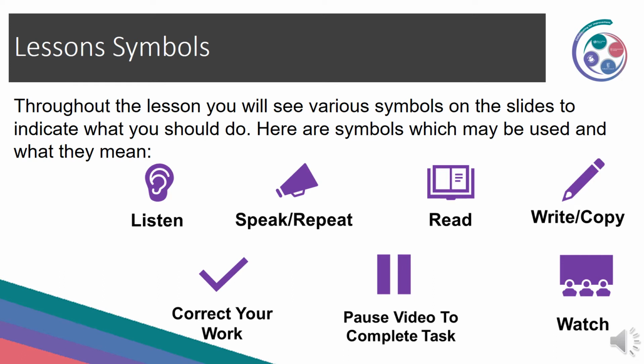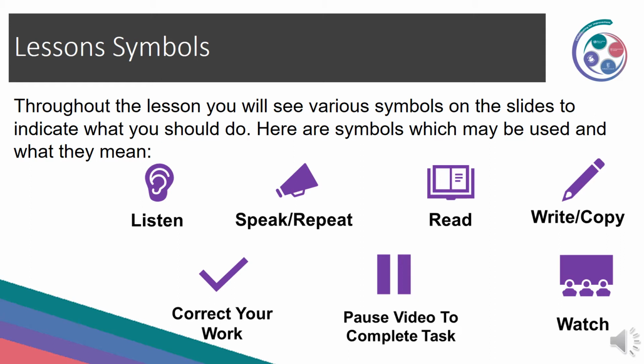As part of today's session, you will see a number of symbols which will appear on the different slides as we progress through the presentation. You can see the symbols on the screen in front of you at the moment. The first symbol is asking you to listen. This means that you should be listening carefully to the information that is being shared with you. The second symbol is asking you to speak or to repeat any information that is being shared. The third symbol is asking you to read the information.